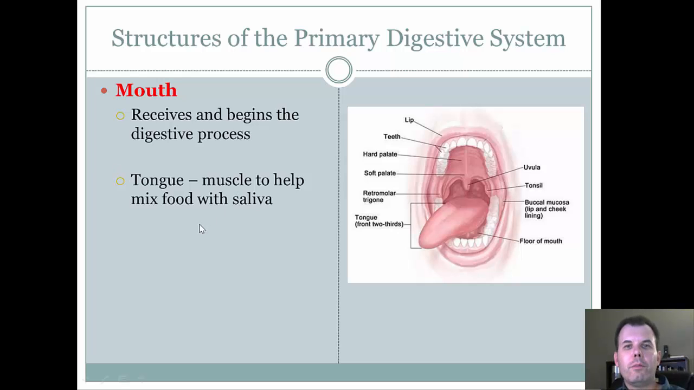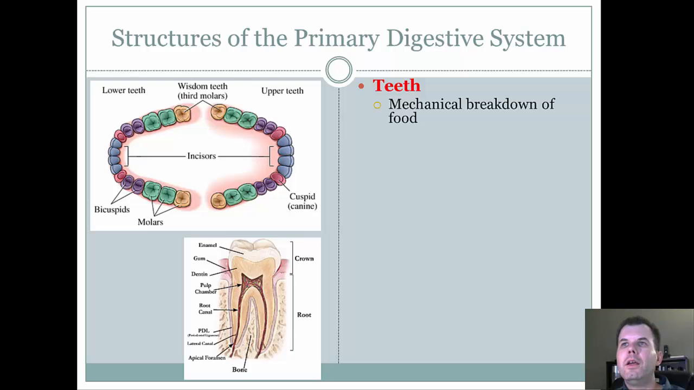Okay. The other thing that you have in your mouth is obviously the tongue. The tongue is a tough muscle to help mix the food with the saliva and start the mechanical process of digesting. And we're going to talk a little bit more about the teeth in just a second. But again, the two main parts: the mouth receiving the food and the tongue to help mix the food with the saliva.